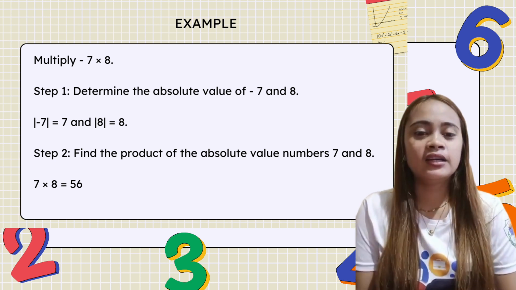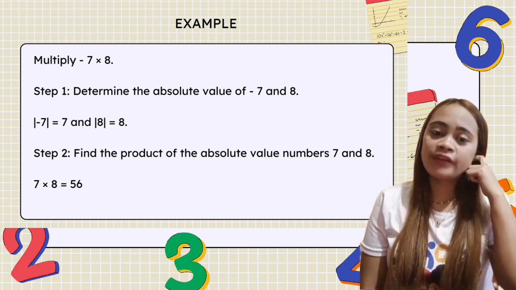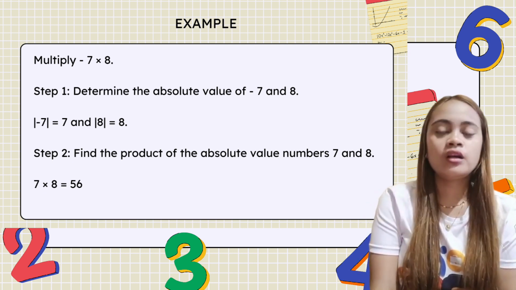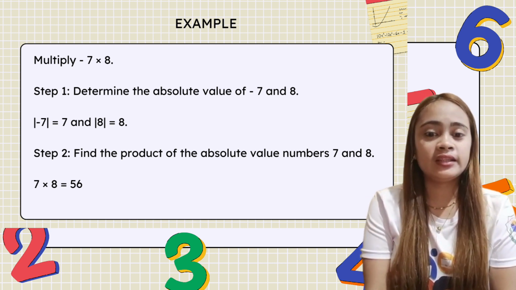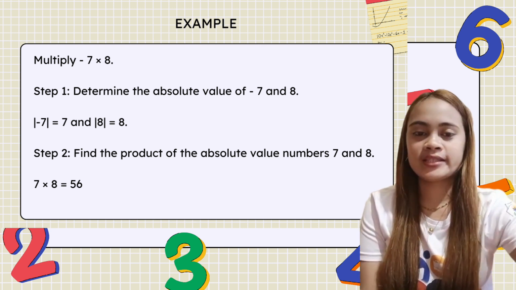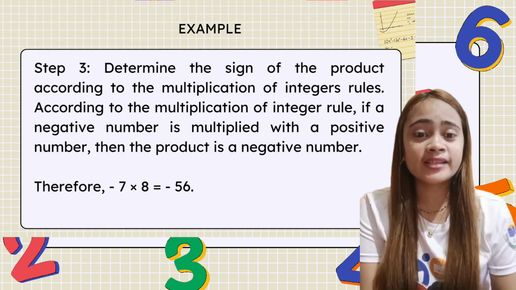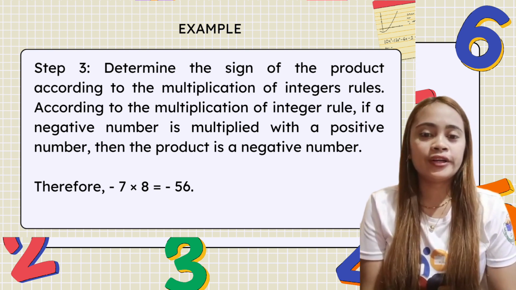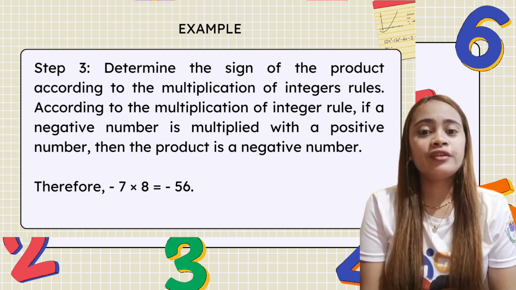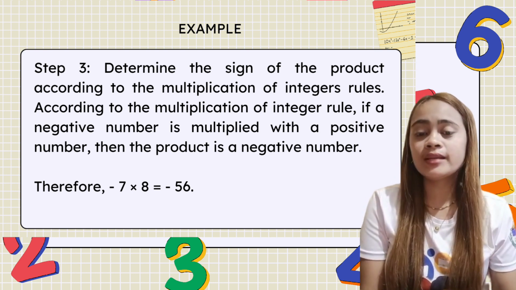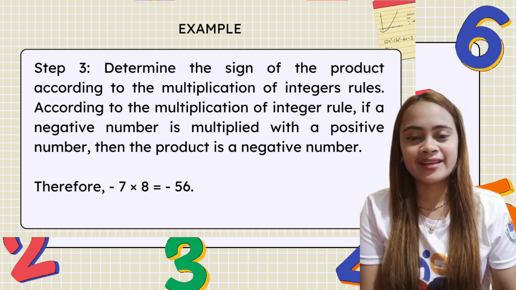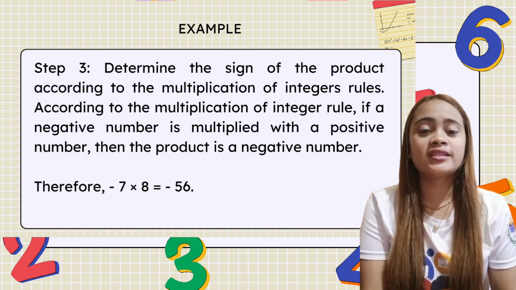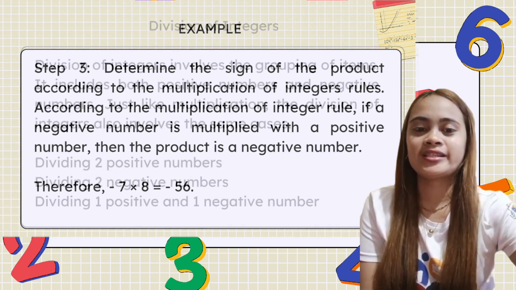So makikita nyo dyan sa PPT. Step 2, find the product of the absolute value numbers 7 and 8. So dito, 7 times 8 is equal to 56. In step 3, determine the sign of the product according to the multiplication of integers rules. According to the multiplication of integers rule, if a negative number is multiplied with a positive number, then the product is a negative number. Therefore, negative 7 times positive 8 is equal to negative 56.